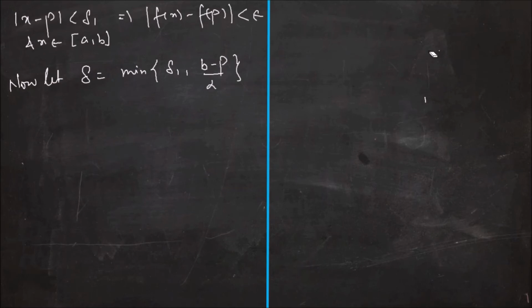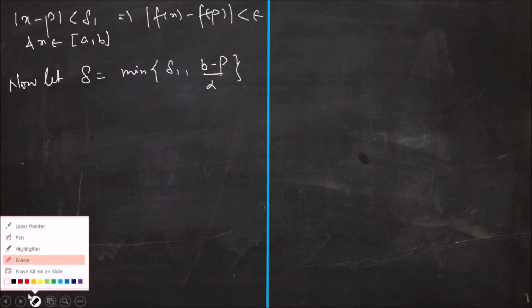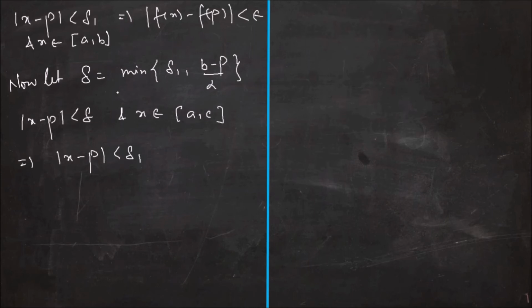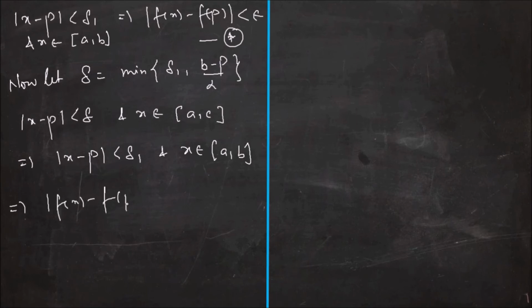Yes. So now, for this delta, |x minus p| less than delta and x belonging to AC implies |x minus p| is less than delta 1, because delta is less than delta 1, and because of the condition that delta is less than (b minus p) by 2, x belongs to AB. And from star, so mark this as star, this implies |f(x) minus f(p)| is less than epsilon.